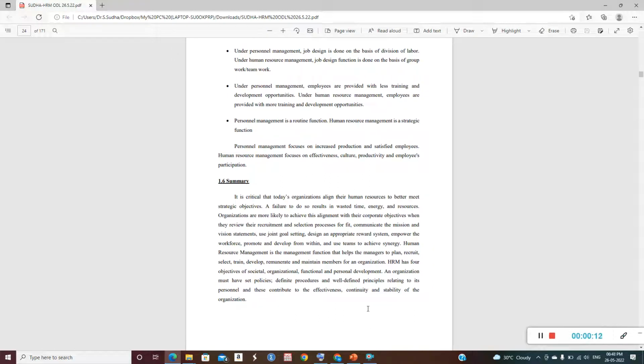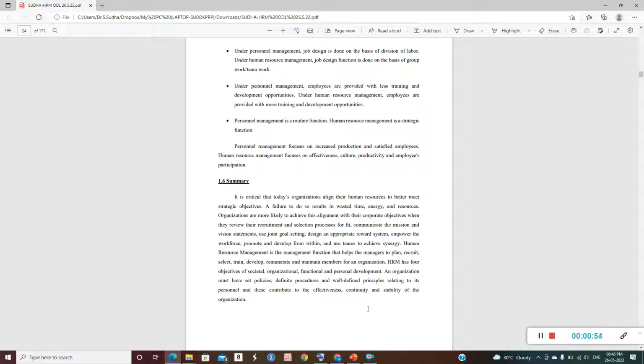It is critical for organizations to align human resources to better meet strategic objectives. A failure to do so will always result in energy, time and resources being wasted. Organizations are most likely to achieve this alignment with their corporate objectives when they review their recruitment and selection process for fit, communicate the mission and vision statements, use joint goal setting, design an appropriate reward system, empower the workforce, promote and develop from within, and use teams to achieve synergy.